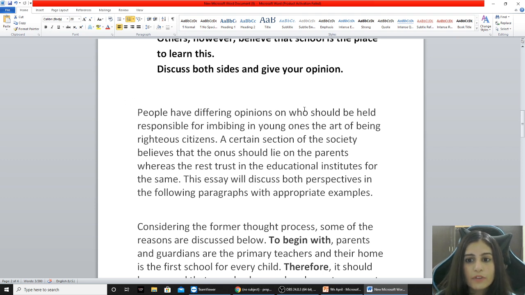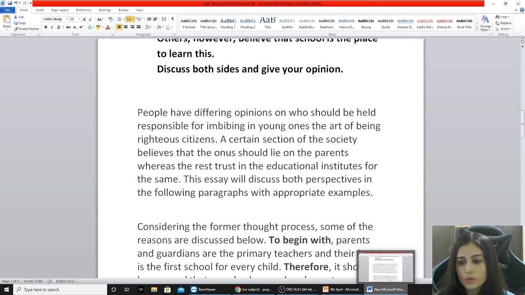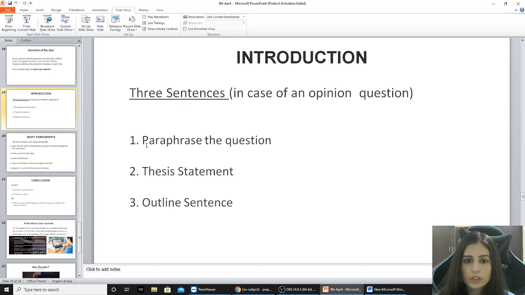So people have differing opinions on who should be held responsible for imbibing in young ones the art of being righteous citizens. A certain section of the society believes that the onus should lie on the parents, while the rest trust in the educational institutes for the same. So this is our introduction, and we have paraphrased the question so far.